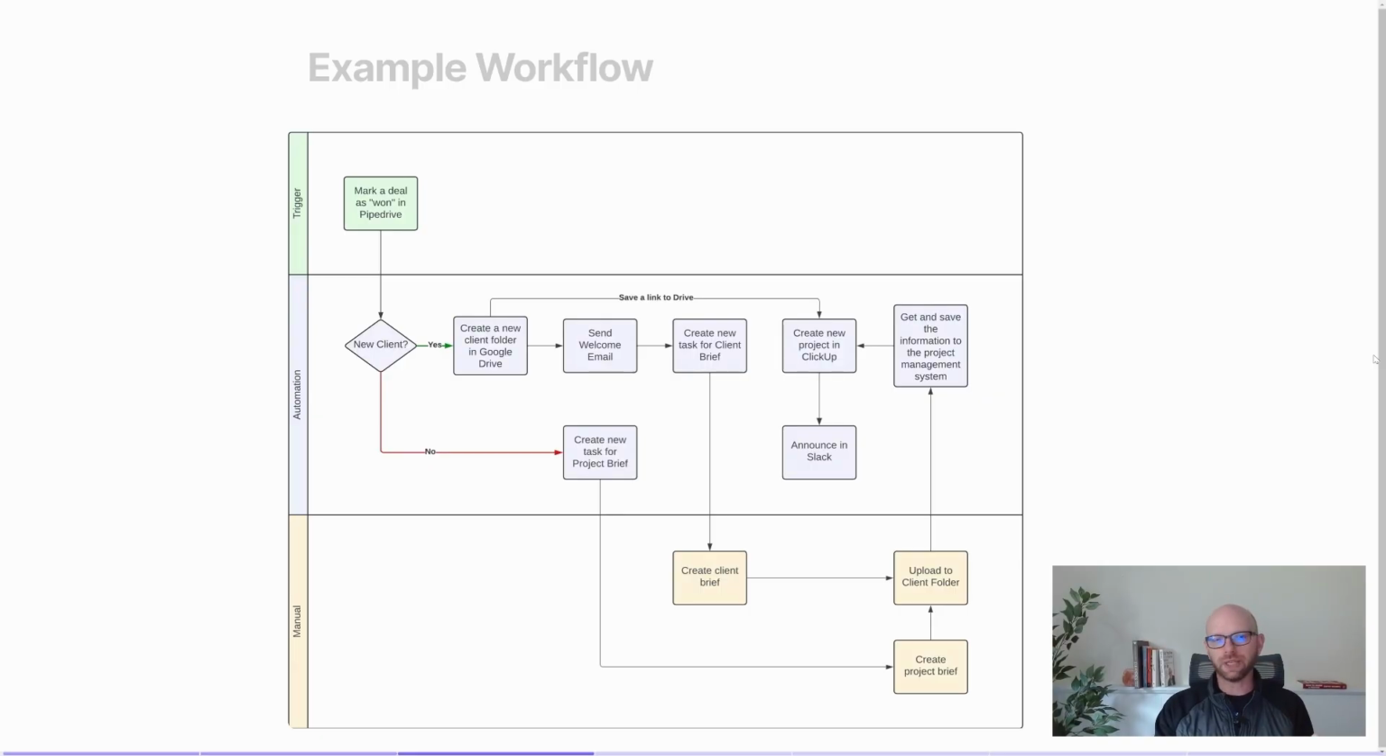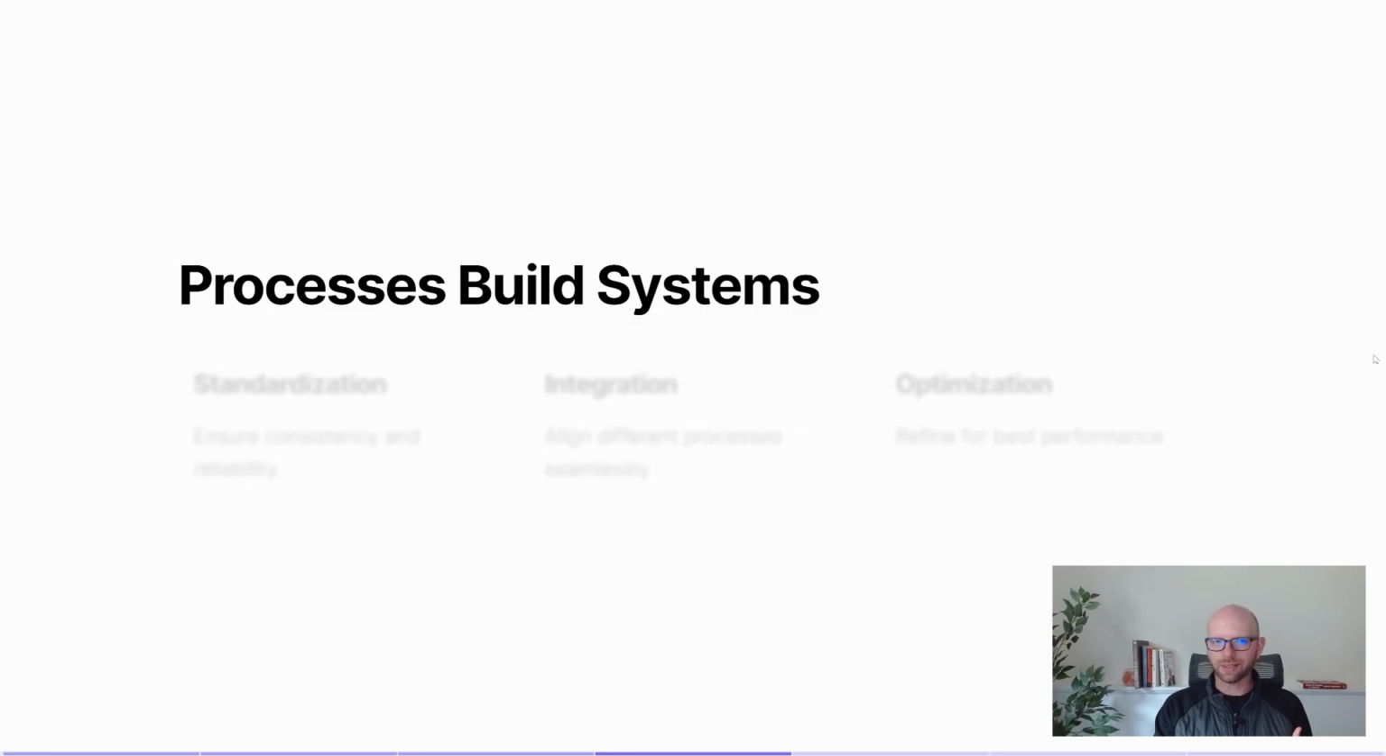So here we have an example workflow. You can see we have a trigger. This is going to be the start of the workflow. It flows all the way through. We've got some automation identified. We've got some logic, whether it's a new client or not. We have some manual tasks, and that's going to make up an individual workflow. Now, this workflow is just one piece of a process, but what is a process?